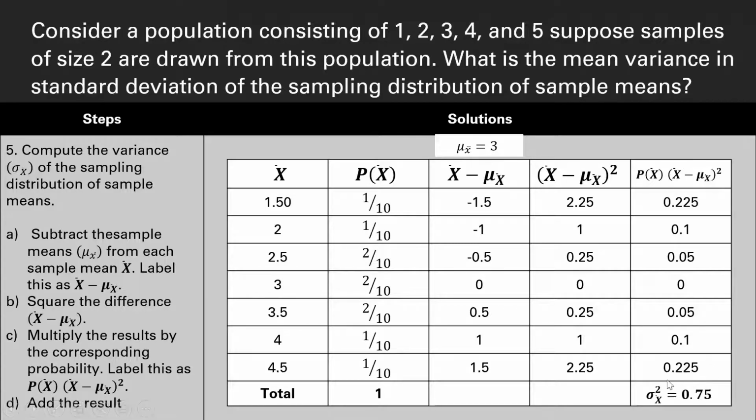So the variance of the sampling distribution of sample means is 0.75. Now, to find the standard deviation, just get the square root of this. Getting the square root of this is equal to 0.87. So that is the standard deviation of the sampling distribution of sample means.